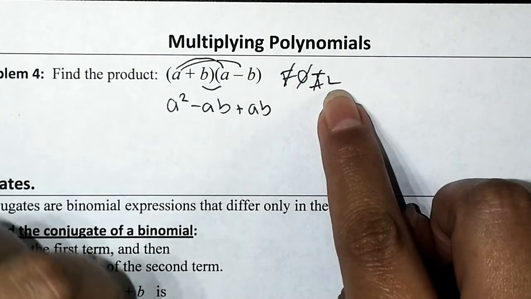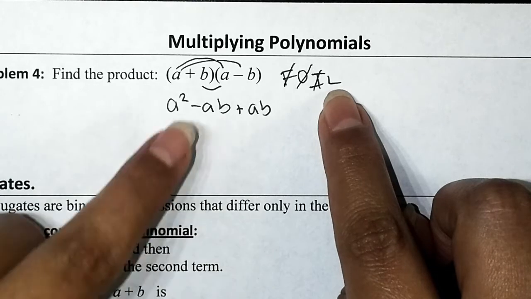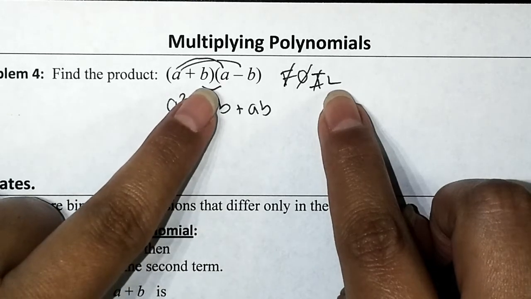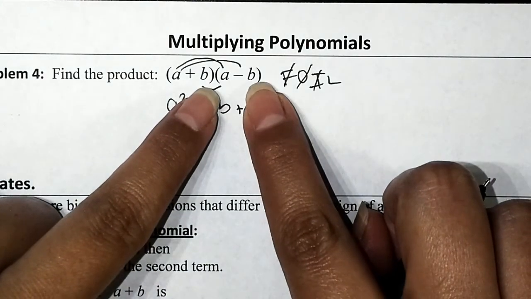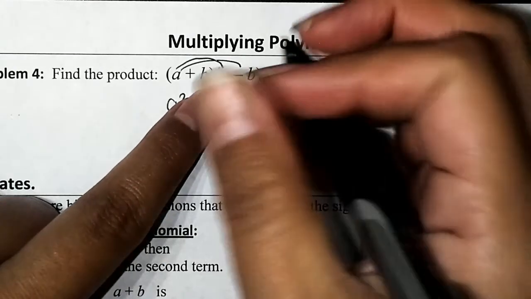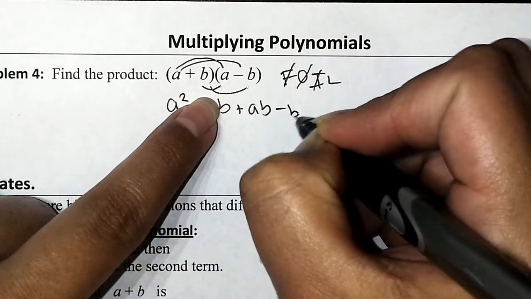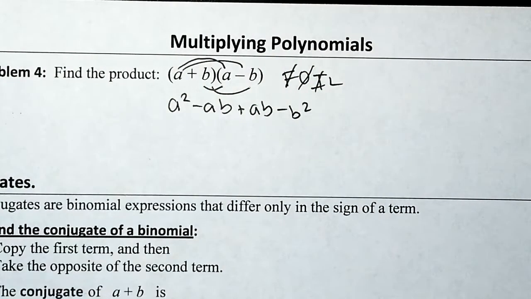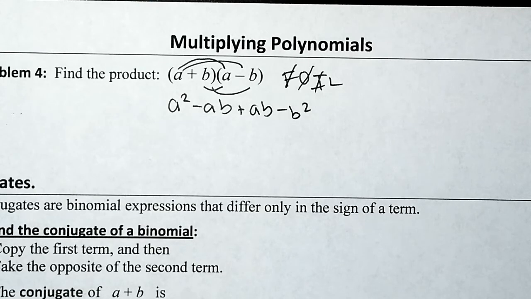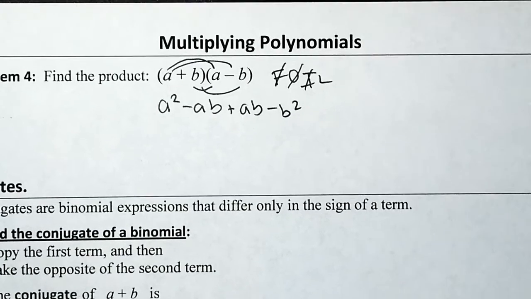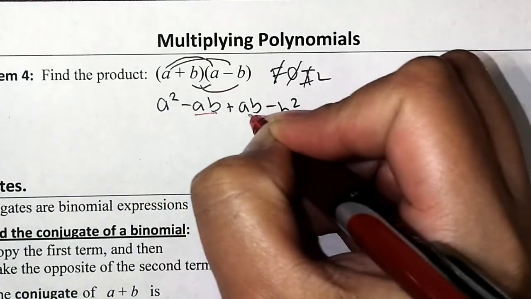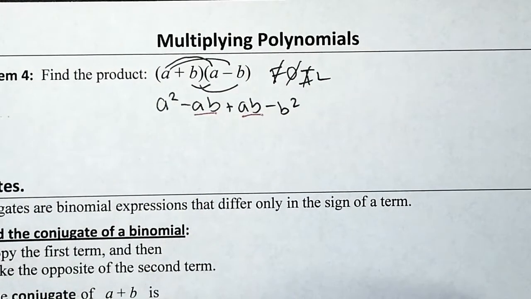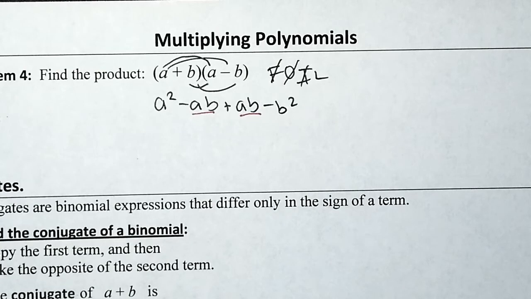L, product of the last terms. We identify the last term in the first binomial, identify the last term in the second binomial, and then take their product. The product gives us negative B squared. Fantastic. So we multiplied it out, but after we multiply, we always check to see if we have any like terms. In this case, the middle terms are like terms because they have the same variable part, namely AB. So let's go ahead and combine them.